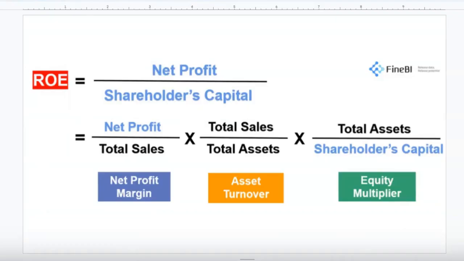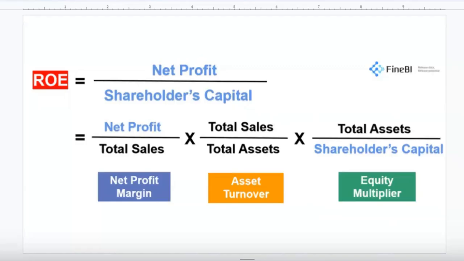Now, the reason the DuPont analysis is so popular is because it has taken this very simple ROE formula, the net profit divided by shareholders' capital or equity, and divided it into three different sections. The first section is the net profit divided by total sales. This gives you your net profit margin. What the net profit margin basically tells you is how efficient are you at turning your sales into profits? How efficient are you at selling a product and actually retaining a lot of that money?